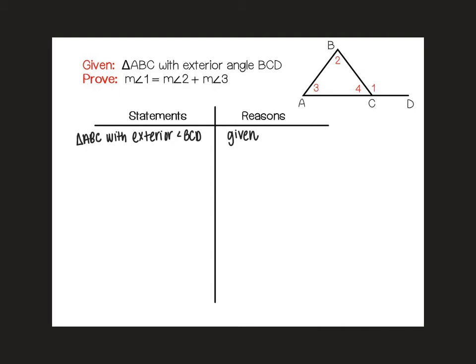So for example, I know that the interior angles of a triangle add up to be 180 degrees. So the statement I'm going to start with is the measure of angle 2 plus the measure of angle 3 plus the measure of angle 4 equals 180 degrees. And again, we know that because of the triangle angle sum theorem.